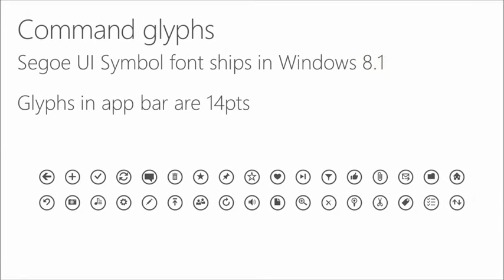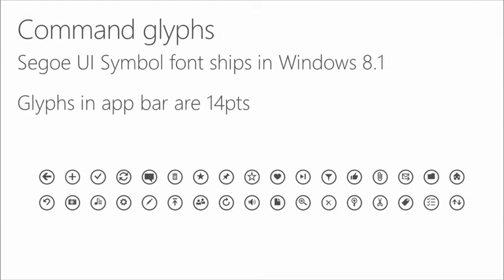So when we're thinking about app bars, there's a common set of glyphs that ships with the Segoe UI Symbol font that ships in Windows 8.1. And you can see here like the back button, the add button, the check mark for confirming something, the two arrows spinning for refresh, the dialog bubble for comments. These glyphs ship with the system. You can use them within your app, and they're instantly recognizable by users, right? So they automatically know that thumbtack means pinning.